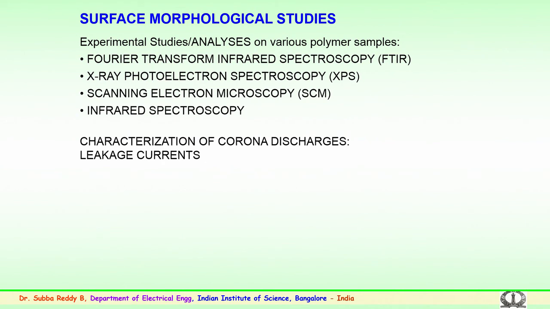Electrically, the leakage currents which are measured during the experimentation could help in categorization of the corona discharges on the sample and the effect on the sample, and it gives an idea about the changes of the leakage current magnitude over a period of time during the aging process. So, these are some of the methods employed for the interpretation of the surface changes on these polymer insulator samples.